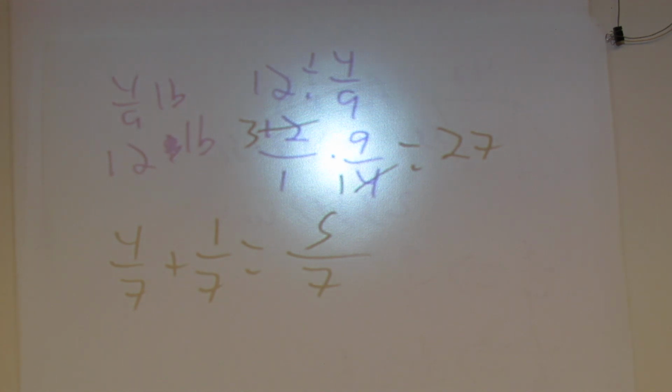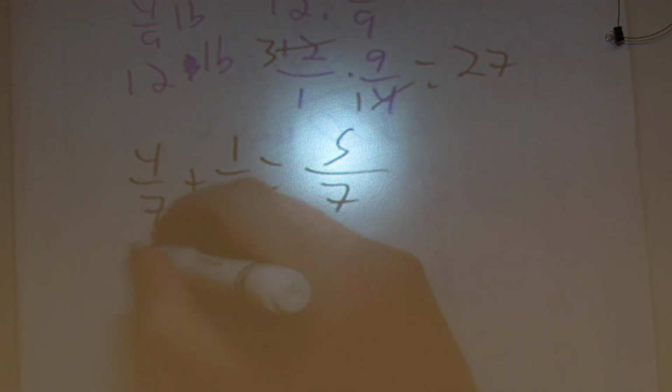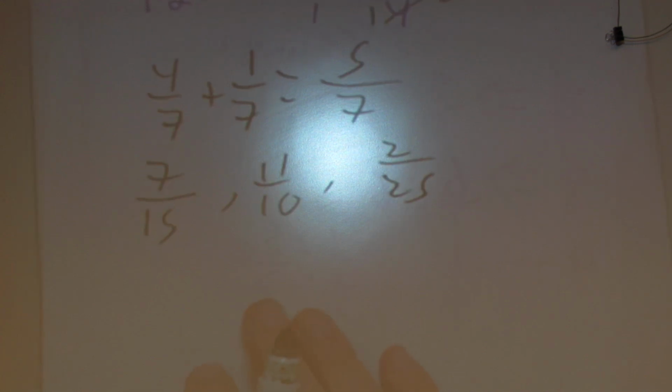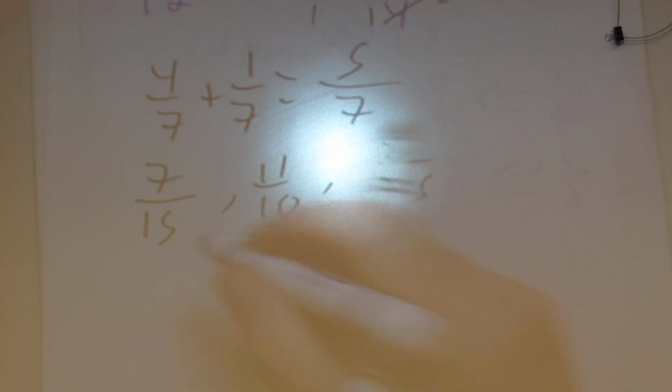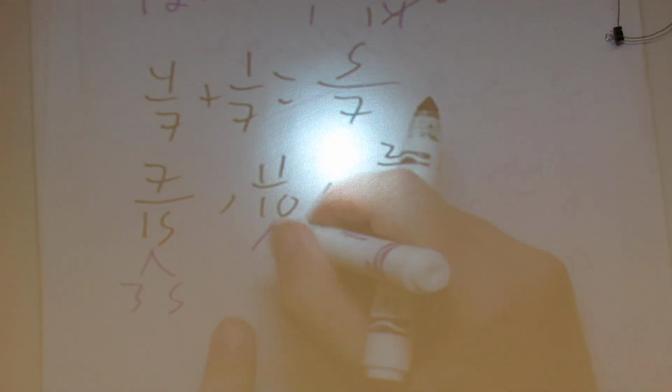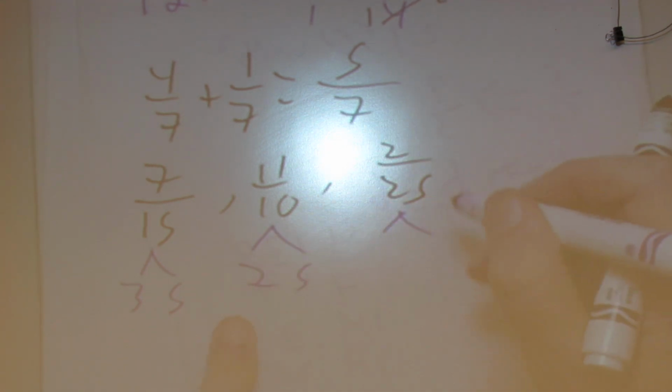Next, we need to find the least common denominator of 3 fractions. So let's say that we have 7 over 15, 11 over 10, and 2 over 25. To do this, we can find the prime factorization of each of these. For 15, 2 won't go into 15, but 3 will, and it will go 5 times. So it's already prime. For 10, 2 and 5. For 25, 5 and 5.